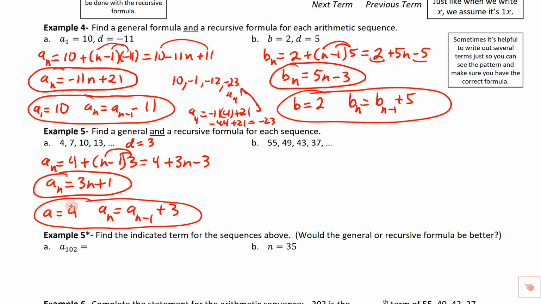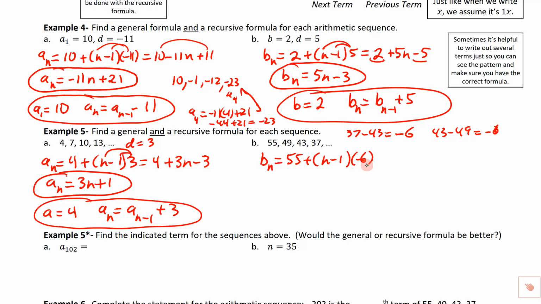Now let's take a look at the next one. We start off with 55. So again, I'm going to do b sub n is equal to the first term plus n minus 1 common differences. Now, we need to figure out what the common difference is here. So we take any term and subtract the one before it. So I'm going to take 37, and I'm going to subtract 43, and we end up with negative 6. Now, just as a double check, I'm going to take 43 and subtract 49, and I end up with negative 6. So the common difference is negative 6.